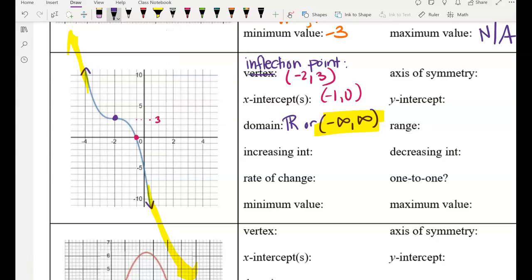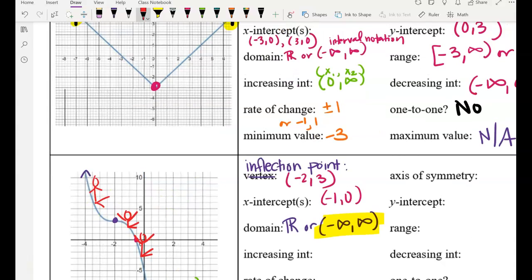Increasing interval. Increasing interval meaning, as we go from small x to large x, is the y going up? Well, ask yourself, can I slide down the entire graph? Or can I hike up? For this particular function, it's a sliding down kind of graph, right? It doesn't matter where we end up. Can you guys see that we can only slide down?